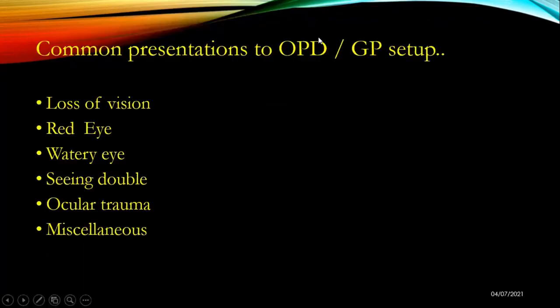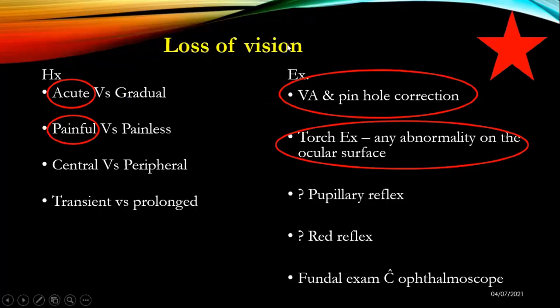And then we will talk about some other common presentations to OPD and GP setup. One important thing is loss of vision. If somebody comes into your practice with loss of vision, take a brief history, whether it's acute loss of vision or whether it is a gradual loss of vision. If it is acute, is it within seconds or minutes or within days or weeks? Sometimes a patient might come complaining of losing the vision within seconds, within minutes. It's a very sudden event. So that is quite important when compared to gradual deterioration of vision over a period of months or years. And whether it is painful or painless, and especially central, peripheral, or transient versus prolonged, whether it is a transient loss of vision, which comes and goes, or whether it stays there on a long-term basis.